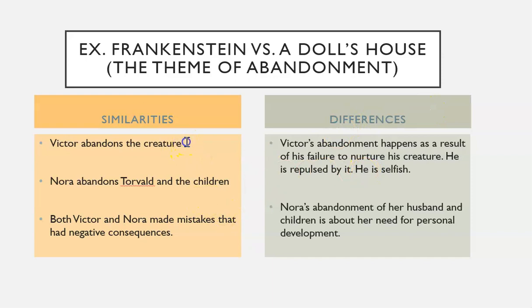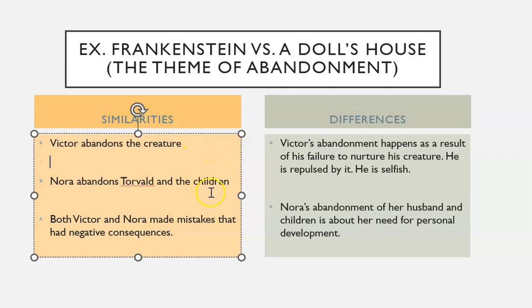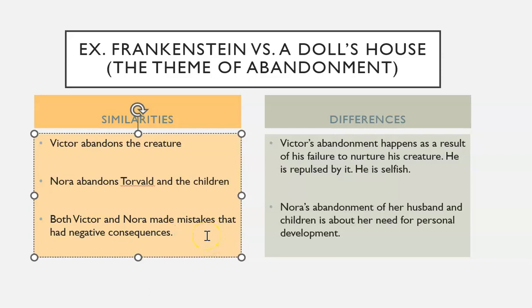So on a similar level, Victor abandons his creature. Nora abandons her husband and her children. So they both have that in common. Also, the other similarity would be both Victor and Nora having made mistakes in their past and sort of suffering the negative consequences of their decisions.